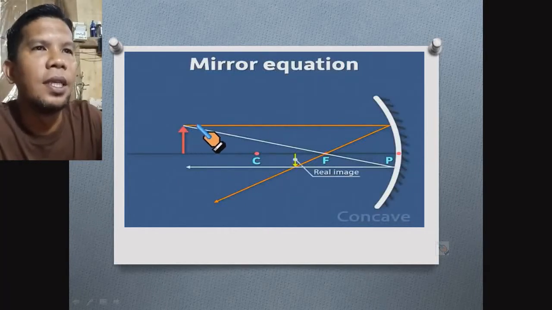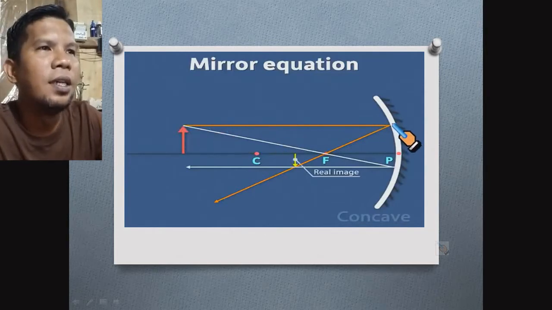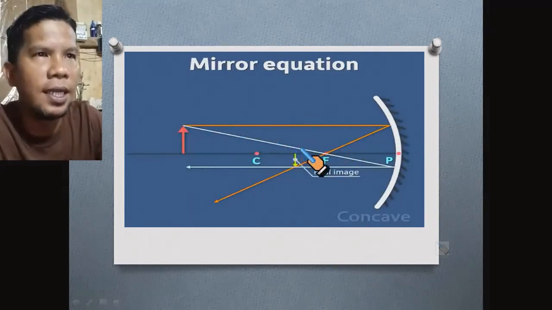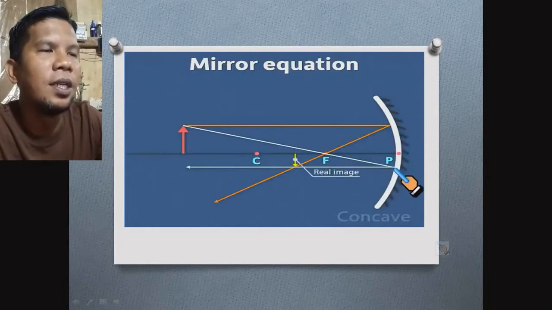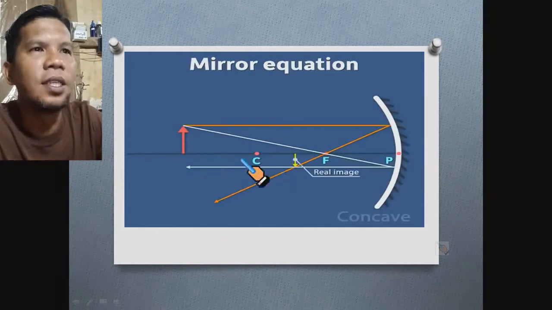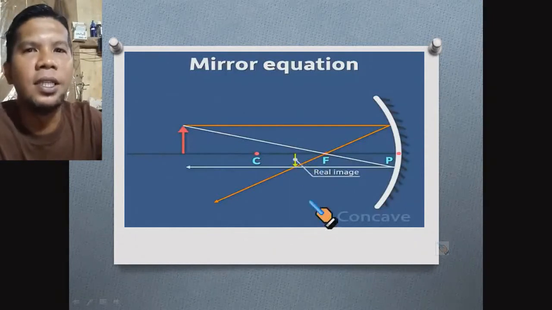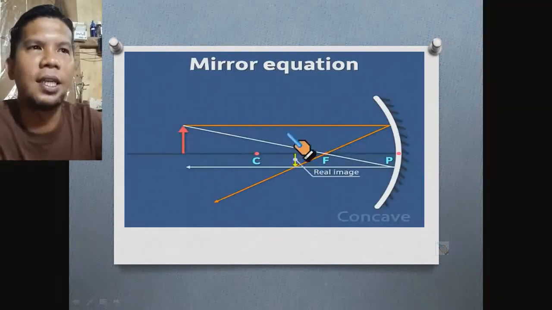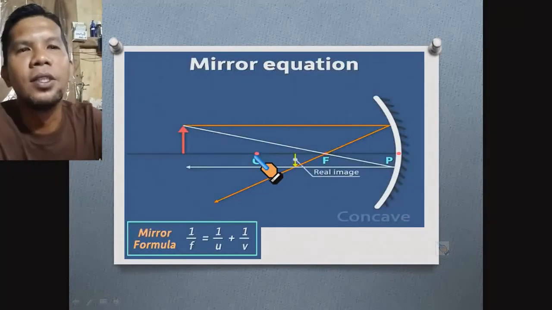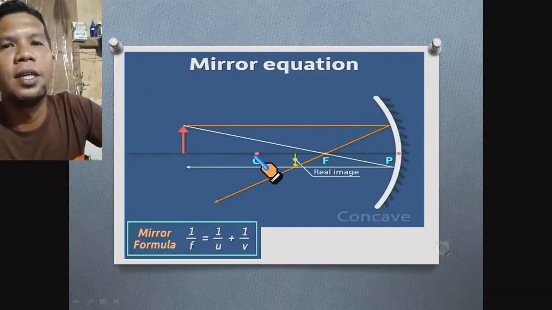Okay? So, same if you are going to use another ray diagram, that is also the case. First is a straight line coming from the top of the object. Then it will hit the concave mirror, and then it will reflect back to the focus. And then another line passing through the focus will hit the concave mirror, and then it will reflect back as a parallel line. So in that case, we will have the location and the nature of the image. This is what we call the ray diagram. And this is also what we are going to use in derivation of the formula. So our formula is 1 over F is equal to 1 over U plus 1 over V. So that is the general formula.